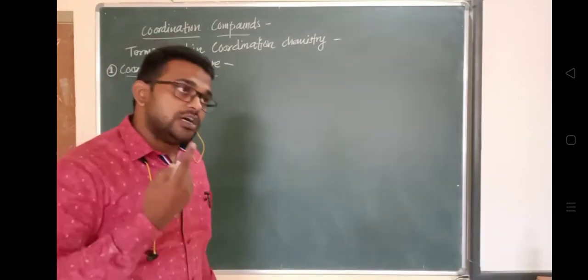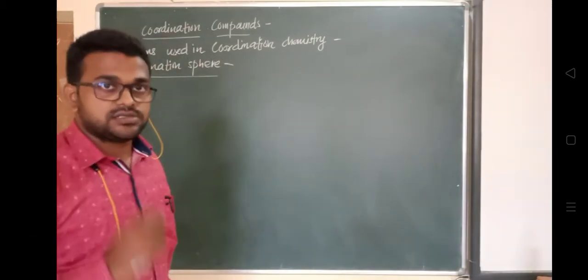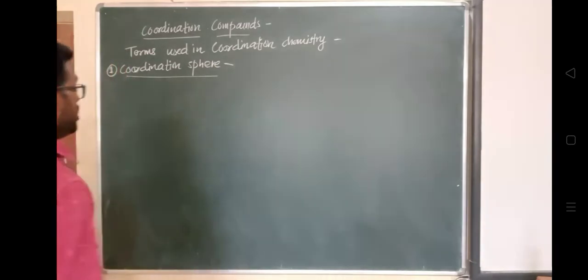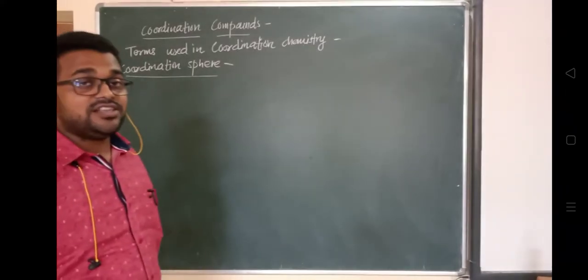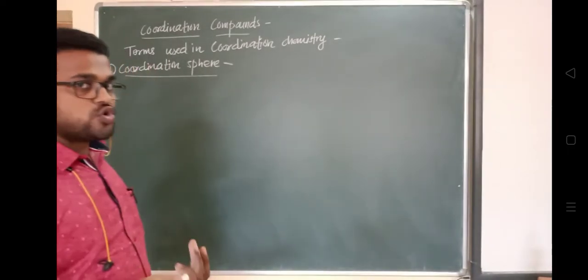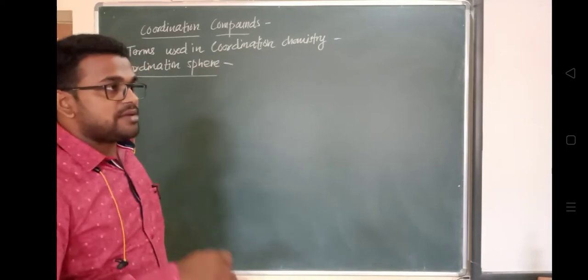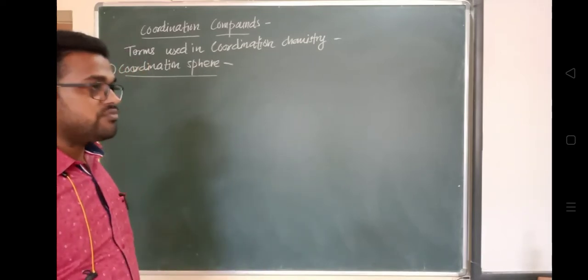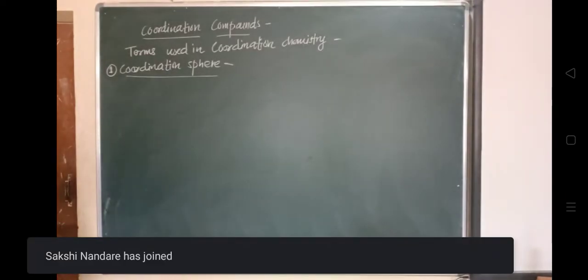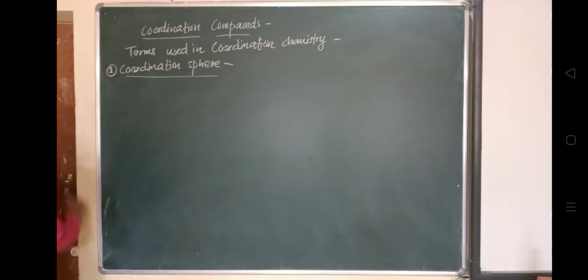And what is that ligand? It may be atoms or molecules which are donating their electron pair. This condition is important, because until the ligand is donating and the central metal ion is accepting this electron pair, we cannot call these coordination compounds. So the very first term is called the coordination sphere. The central metal ion and ligands linked to each other, enclosed in square brackets, are called a coordination sphere. How they are represented, we will also see.